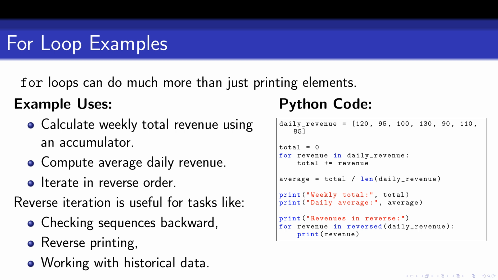This slide presents several real-world use cases of for loops, including calculating total revenue, computing an average, and iterating in reverse. The first part shows how a loop can use an accumulator to sum values in a list, such as daily revenue figures. Then, the total is divided by the number of entries to find the average. The example also introduces reverse iteration using the reversed function, which is useful for tasks like displaying items in reverse order or analyzing trends in historical data.